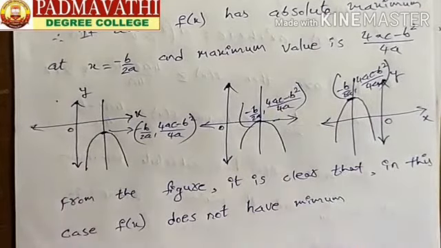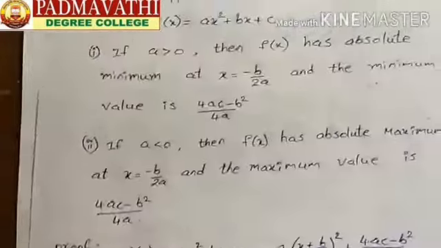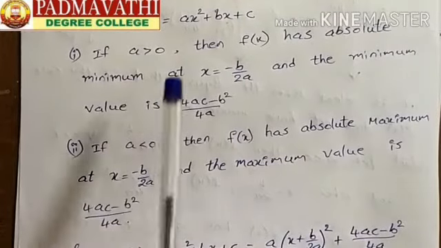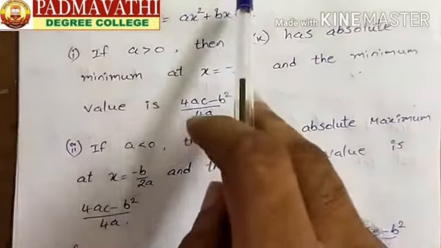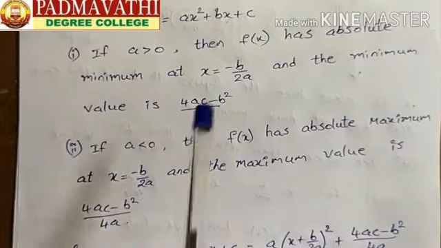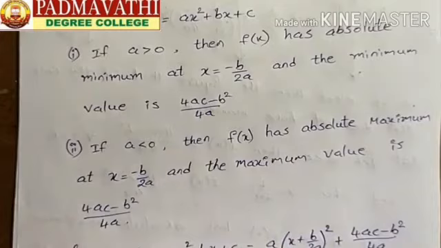In this case, only maximum values are possible. So overall, we are proving two statements here based on the a value, the coefficient of x square. If a is positive, then this expression f of x has a minimum value at x equal to minus b by 2a, and that minimum value is 4ac minus b square by 4a.